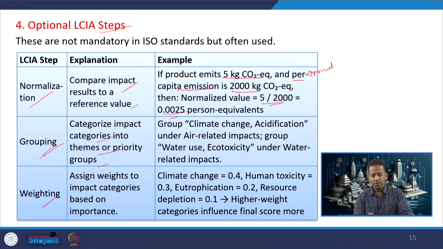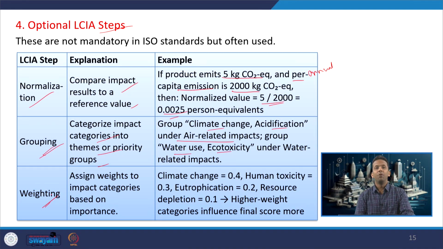For example, if we are dealing with air related impacts, climate change, acidification, ozone depletion or particulate matter formation can be considered under air related impacts, all can be grouped together. And if we are focusing on water related impacts, we can group water use, ecotoxicity, eutrophication under one group. And if we just take the addition or average of the impacts under those groups, we can tell water related impacts. And if we have these two values, air related impacts, water related impacts, it will be easy to interpret and convey the results that more efforts are needed on the water side or on the air side.